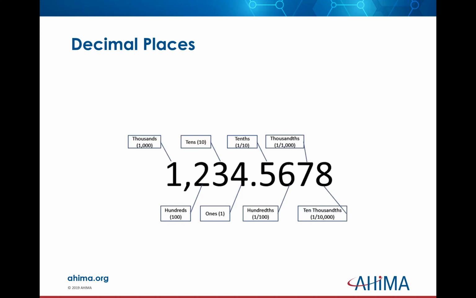This is something we've reviewed many years ago, I'm sure all of us. We have the thousands. Typically, there's a comma after that. The hundreds, the tens, the ones, everything to the right of the ones are the decimals, and the first digit is the tenths, followed by hundredths, followed by thousandths, followed by 10,000ths.